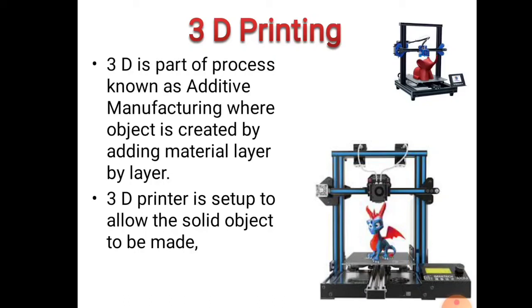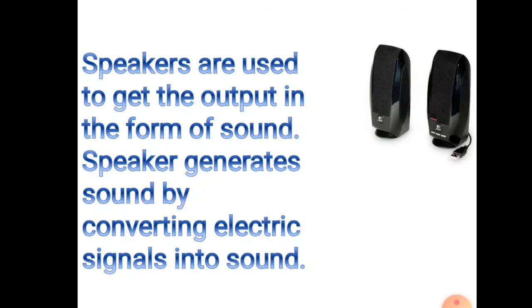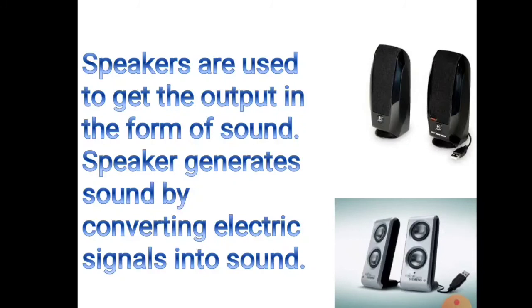Now we'll see what about sound. For sound we can use speakers. Different types of speakers we can use. Speakers are used to get the output in the form of sound. Speakers generate sound by converting electrical signals into sound. These are the different types of speakers.